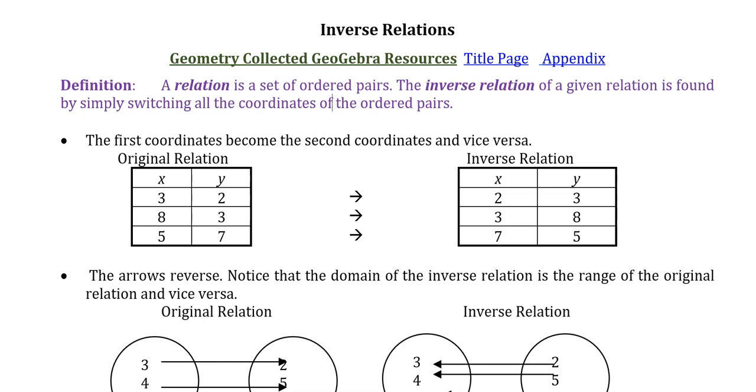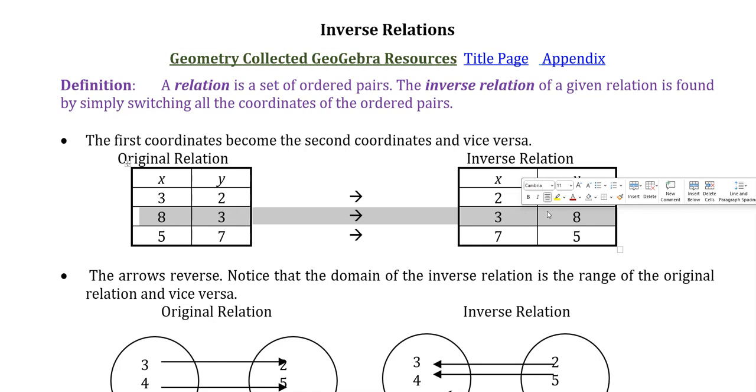So, for example, if we have a table here like this, here's the table for the inverse relation. So notice that you have a preimage here 3, 2, its image is 2, 3. If the preimage is 8, 3, its image is over here at 3, 8. So you're just switching all the ordered pairs.